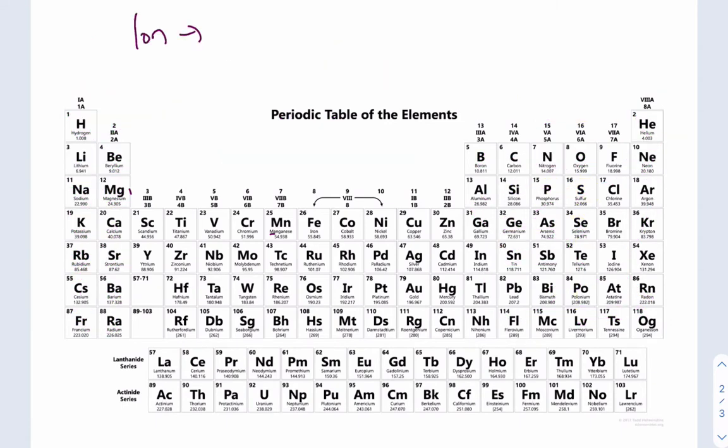Second thing we want to talk about are ions. Now remember, ions are either created by the loss of electrons or by the gain of electrons.